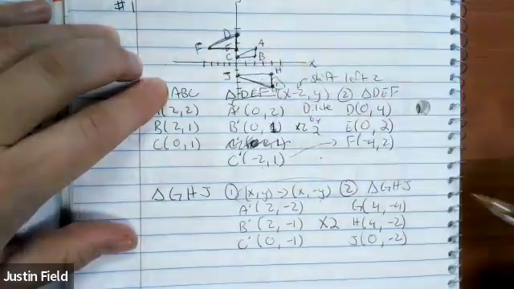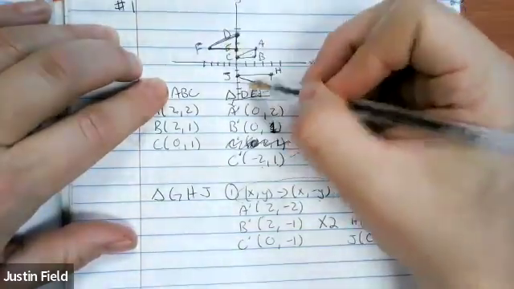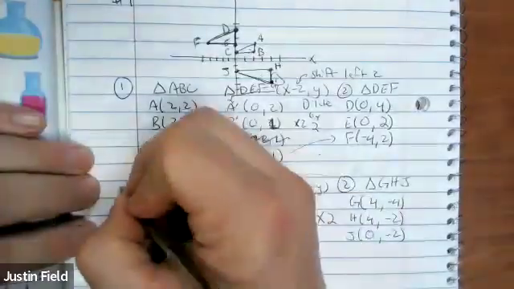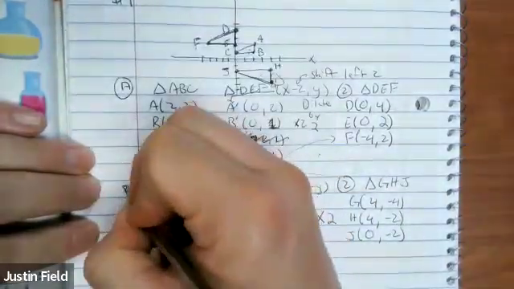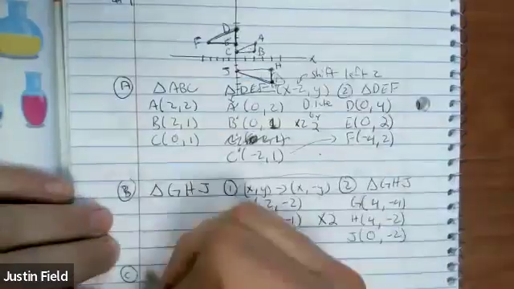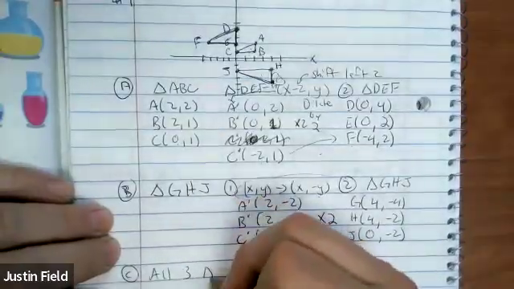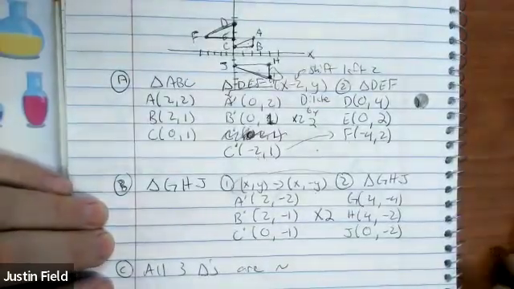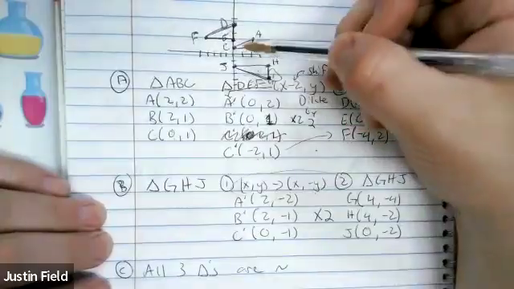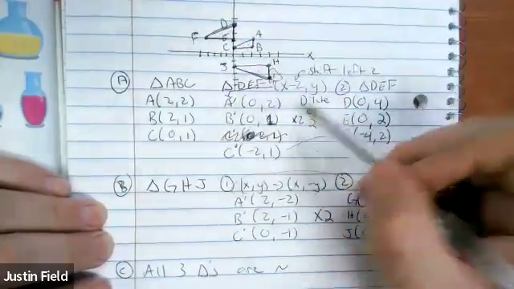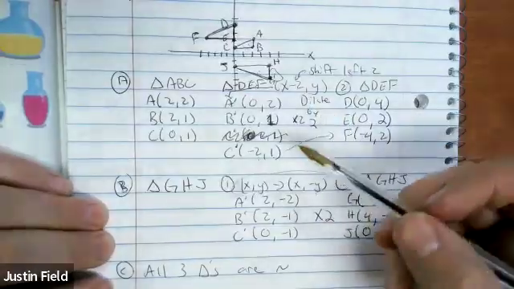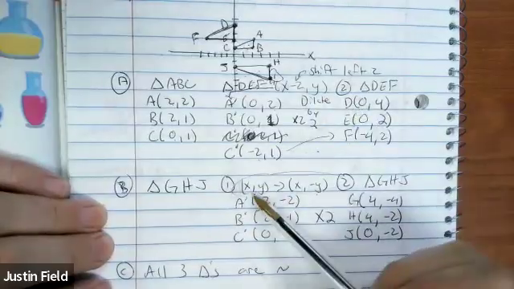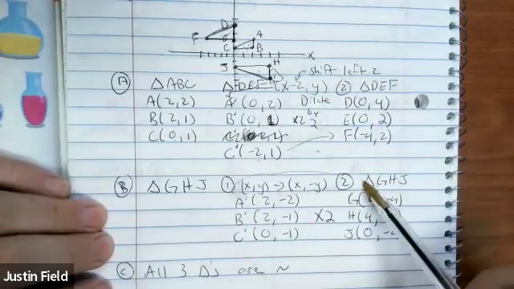If one thing is similar to 2 other things, all 3 of them are similar. So this is A, B, and C. We can say all 3 triangles are similar. And how would we say that? Well, we already know that the 2 pairs are similar because they're connected by 2 transformations. This one, a translation and a dilation. The second one, a reflection and a dilation.